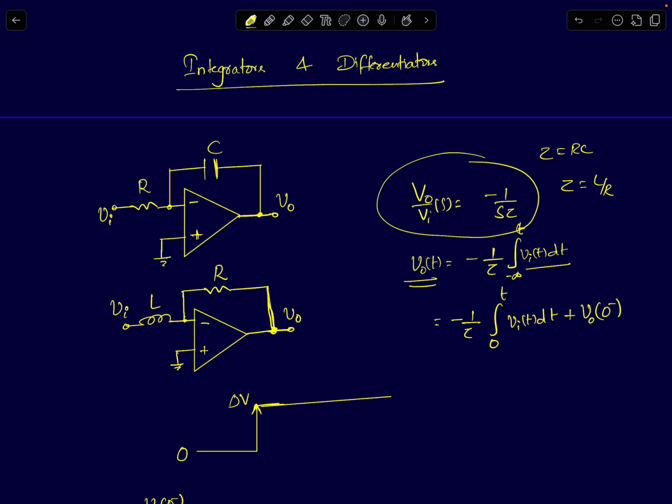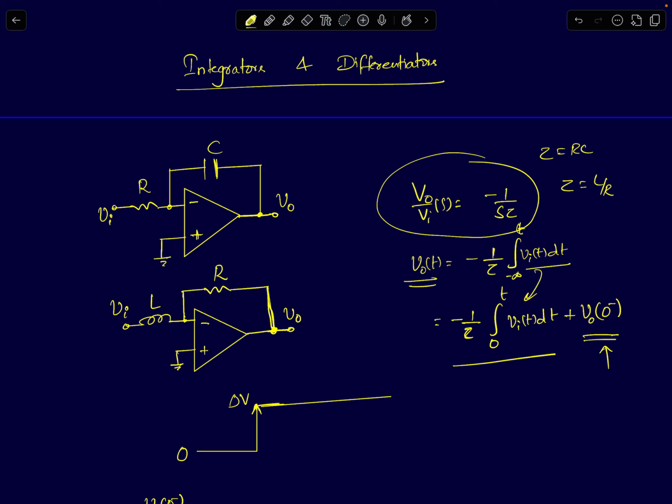Usually when we are performing the analysis of circuits, we assume that the circuit is enabled. The inputs are usually applied at t equal to 0. So if I assume that the circuit inputs are applied only at t equal to 0, then the integral will reduce to something like this. It will be minus 1 upon tau, integral 0 to t of vi of t dt, plus the initial output voltage. You can express the output voltage in this format.